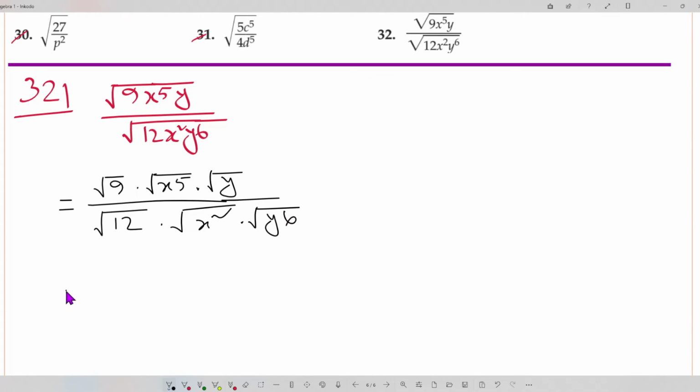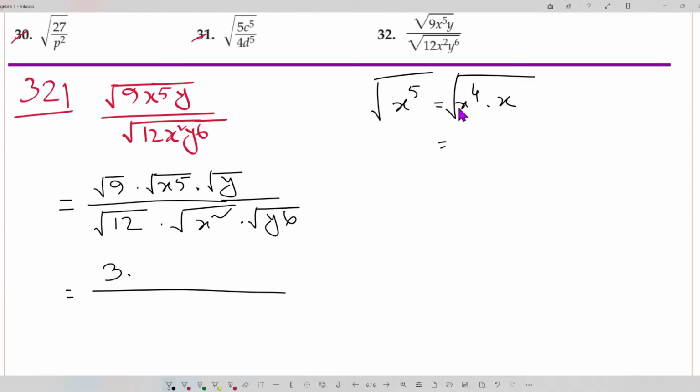Okay, now look, root 9 means what? Root 9 means 3 times root x to the power 5. Look, x to the power 5 we can write x to the power 4 times x. If we make a square root, here is also a square root. Now x to the power 4 square root means x square times root x. So again, square root of x to the power 5 we can write x square then root x, and here is root y.